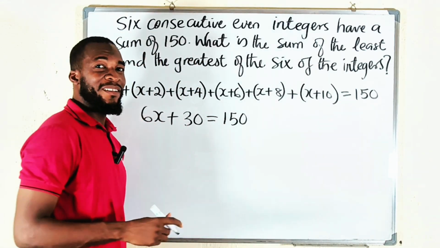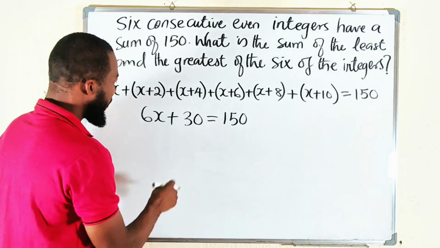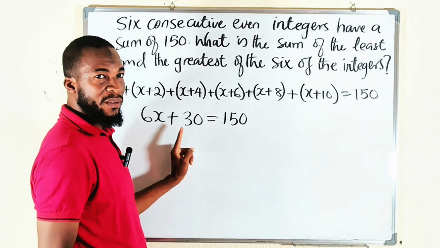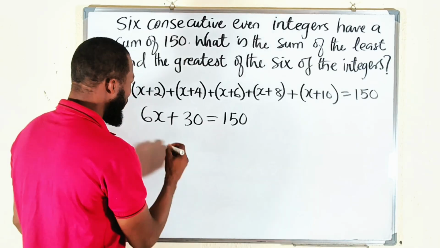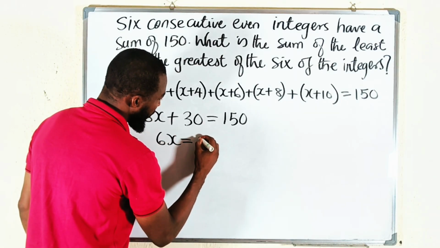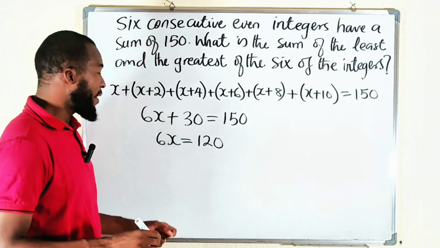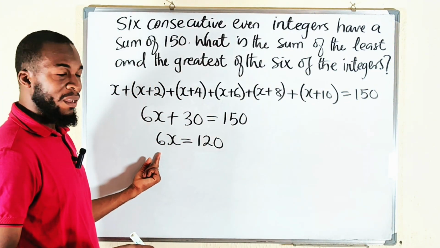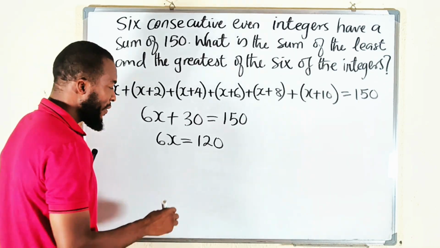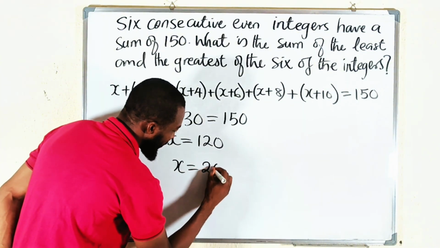Remember, this is a quiz, so I may employ the idea of mental math. If you take this one to the other side, it becomes negative. 150 minus 30, that will give us 120. So 6x will be equal to 120. And if you divide both sides by 6, 6 can divide 12 exactly 2 times. We have 0. Therefore, x is equal to 20.